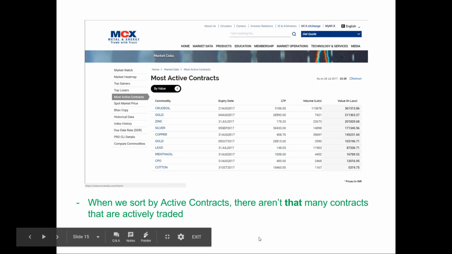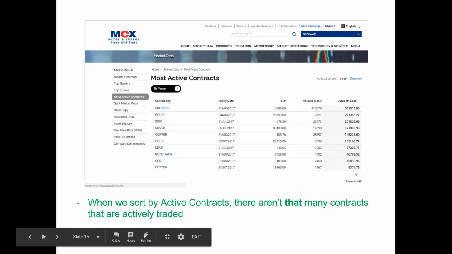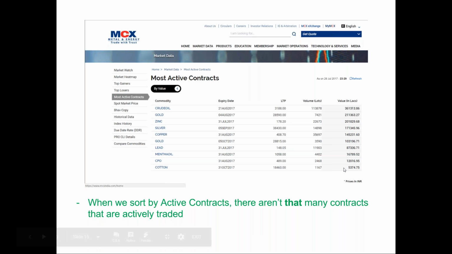Right, so we can see here also something very interesting. You can see that, after cotton, things kind of fall, right? This is not that much turnover, guys. This is basically 53 crores, okay? And even if you look at it in lots, you're talking about 1,000 plus lots, right? So in terms of number of trades done, it's not going to be that much. So in essence, there aren't that many contracts you can actually trade in MCX. Okay, this is kind of unfortunate.